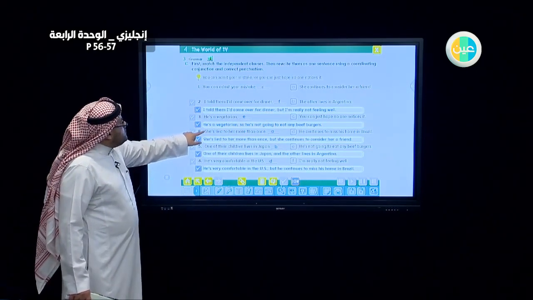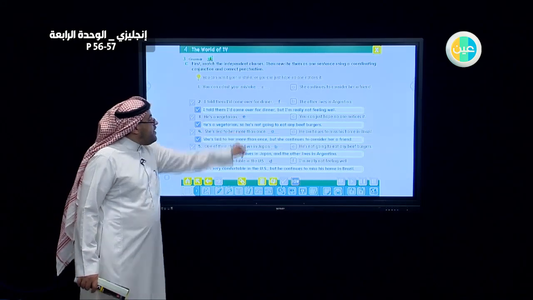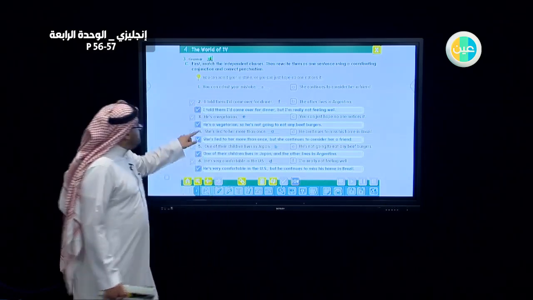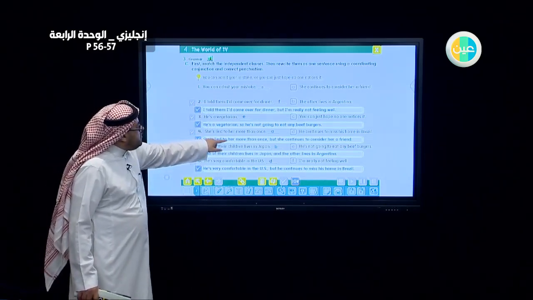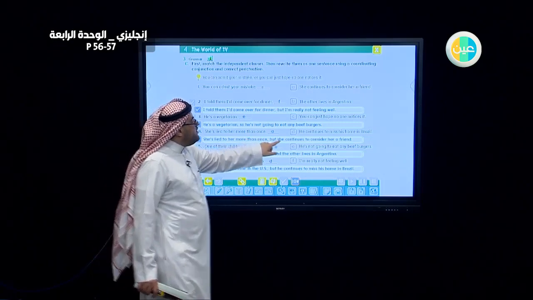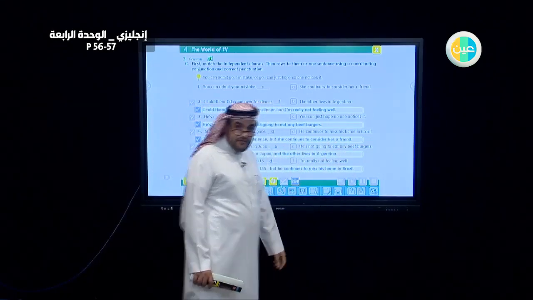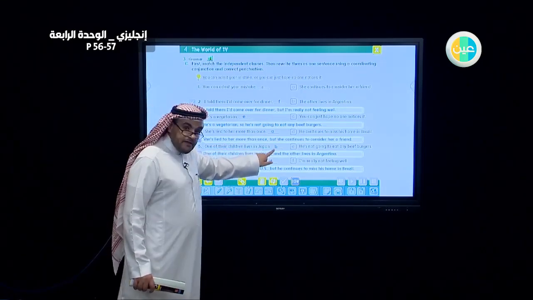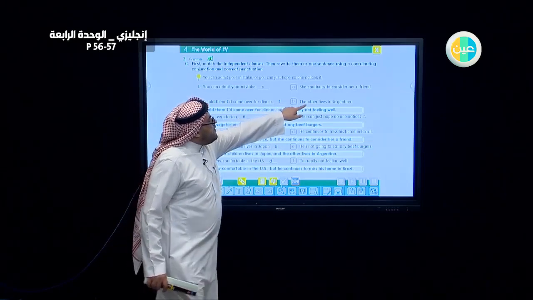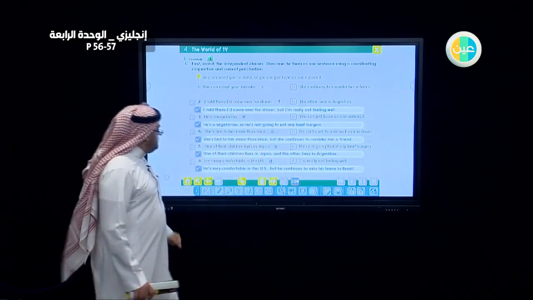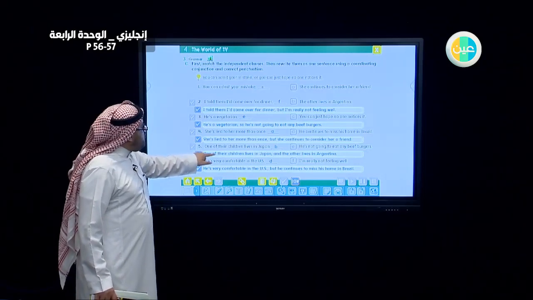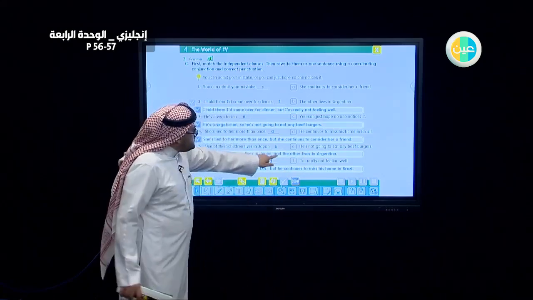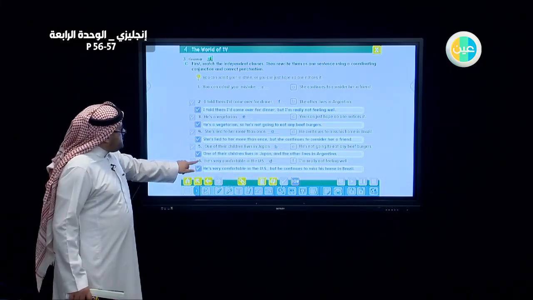Number 4. She has lied to her more than once. Matches A. She continues to consider her a friend. So how can we make it one sentence? She has lied to her more than once, but she continues to consider her as a friend. Okay. Number 5. One of their children lives in Japan. Matches B. The other lives in Argentina. Very good. So how can we make it one sentence? One of their children lives in Japan and the other lives in Argentina. Here we use and.